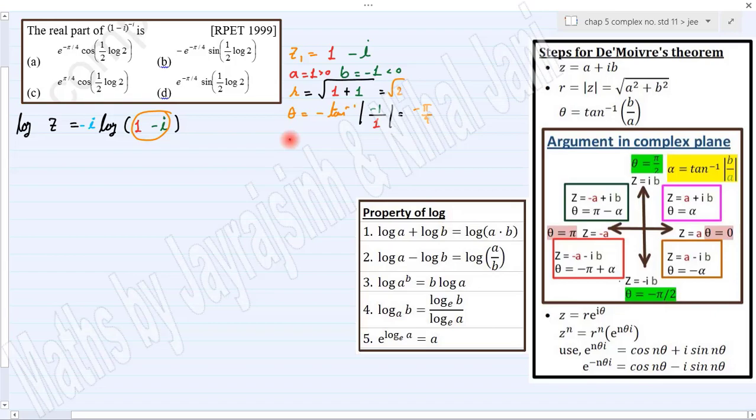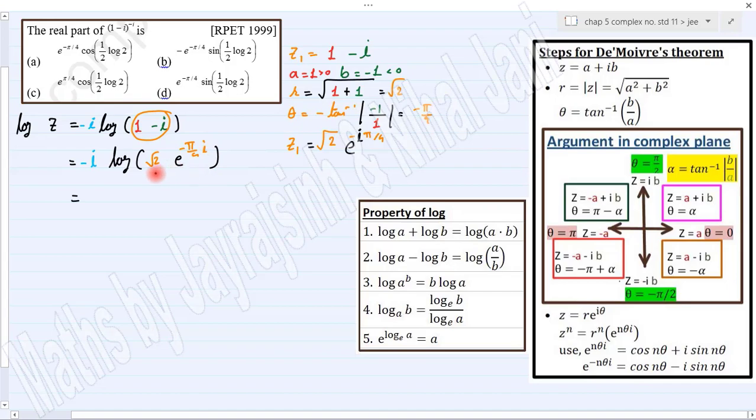So our complex number z1 can be rewritten into exponential form as modulus of the complex number, which is root 2, and e raised to i theta, in this case minus pi by 4. So let's substitute the value of z1. Your minus i will be as it is. We will get log of root 2 and e raised to minus pi by 4i.